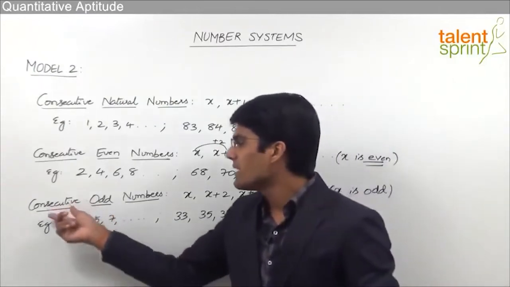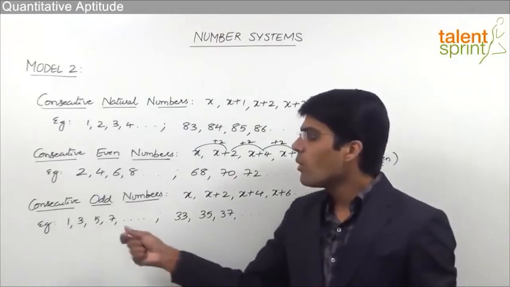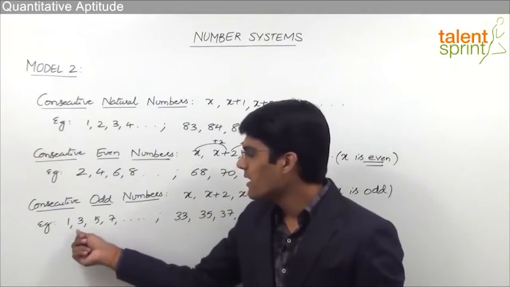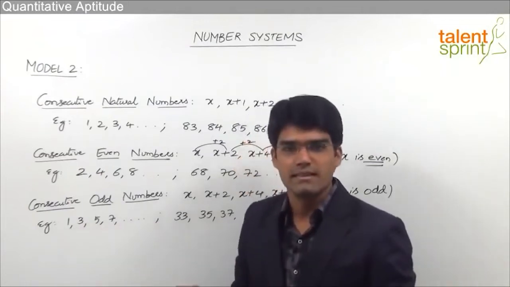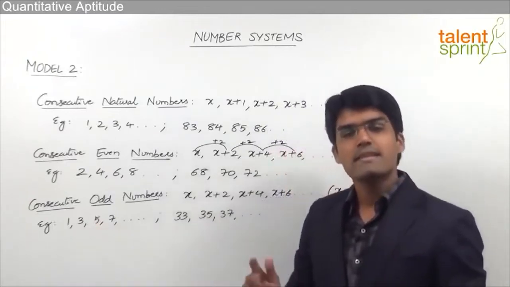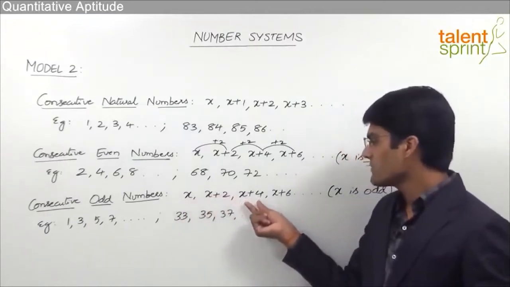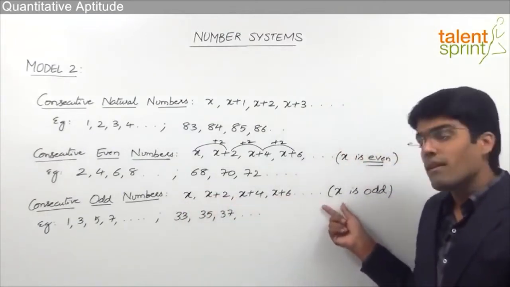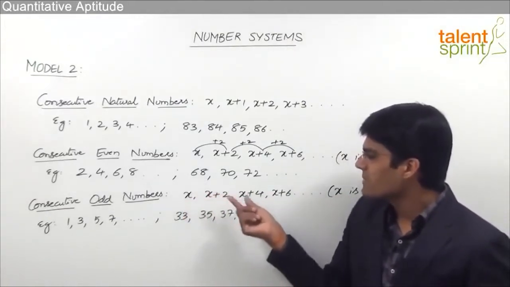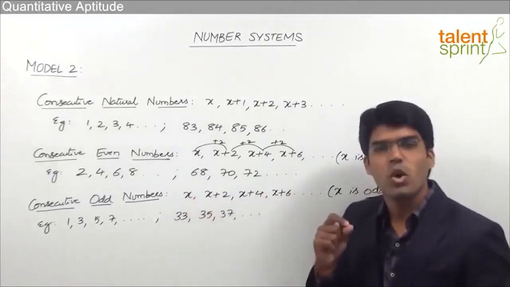Likewise, we also have consecutive odd numbers. Now consecutive odd numbers are odd numbers in a row. For example, 1, 3, 5, 7 can be treated as consecutive odd numbers. Why? Because we see they are all one after the other in succession. So these are successive odd numbers, or we can call them consecutive odd numbers. Now consecutive odd numbers are also represented as x, x plus 2, x plus 4, x plus 6 and so on, where x is odd. So consecutive odd numbers can be taken as x, x plus 2, x plus 4, x plus 6 and so on. That means the difference between two consecutive odd numbers is always 2.